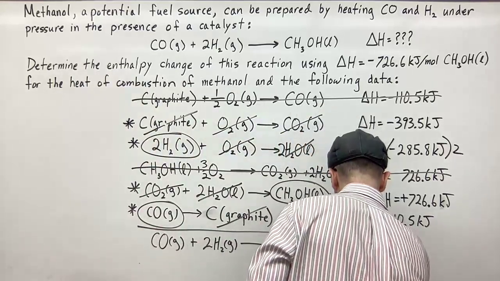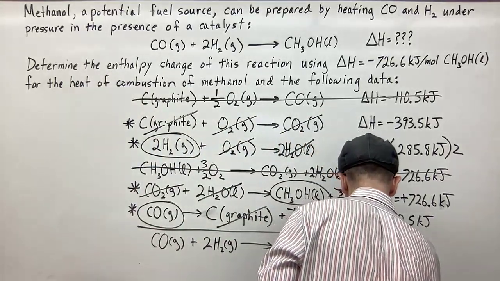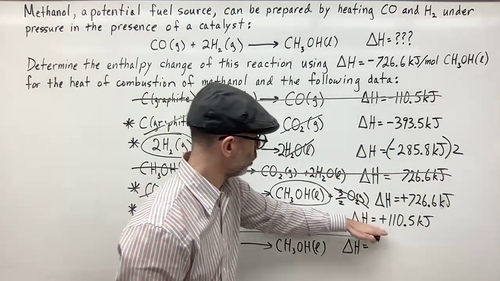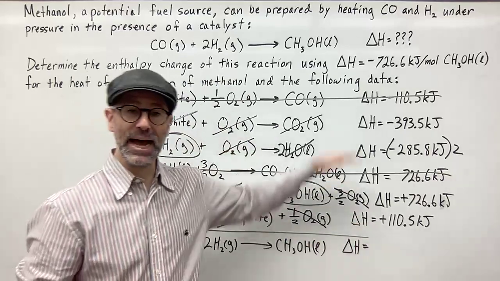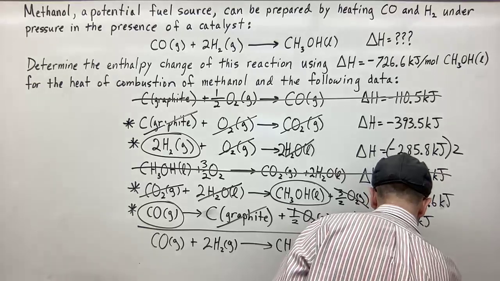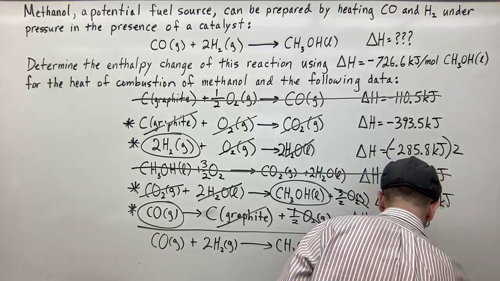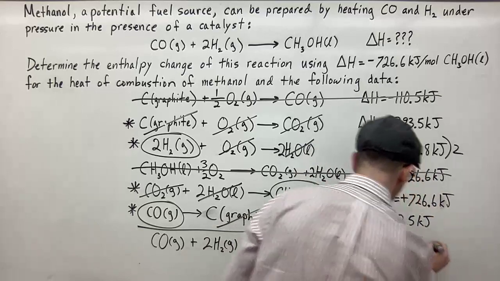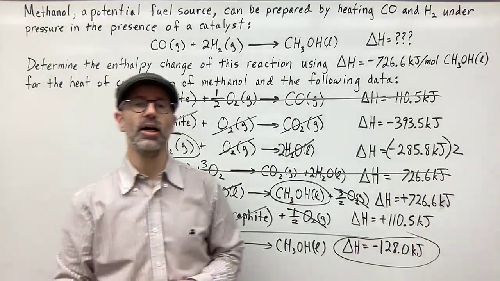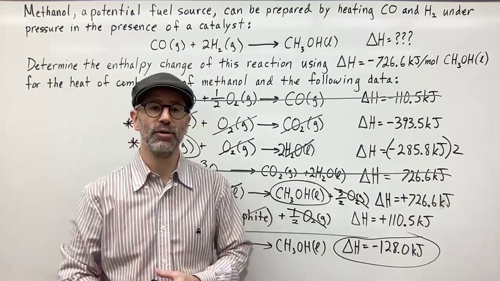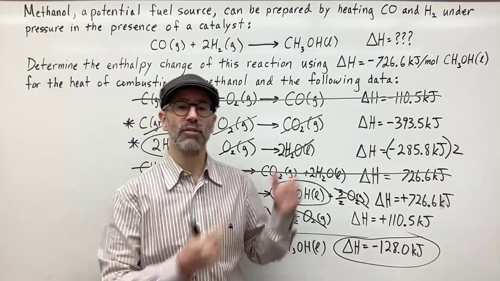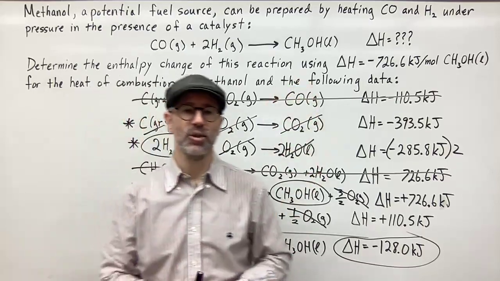So the delta H of this reaction is going to be equal to all four of those added together. And when I add those together, I get a negative 128.0 kilojoules of energy. And that, ladies and gentlemen, is how you use Hess's law to help you figure out the enthalpy change of a reaction that's given to you when you're given a bunch of other reactions to work with.